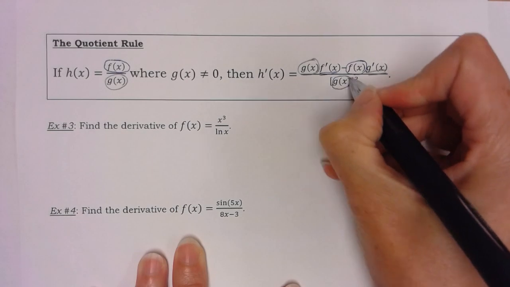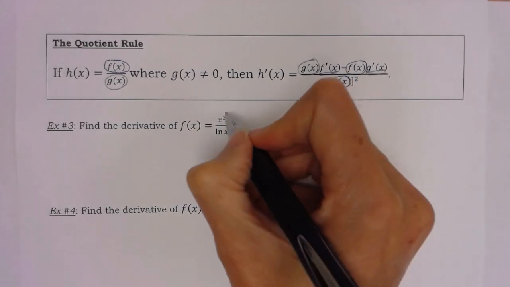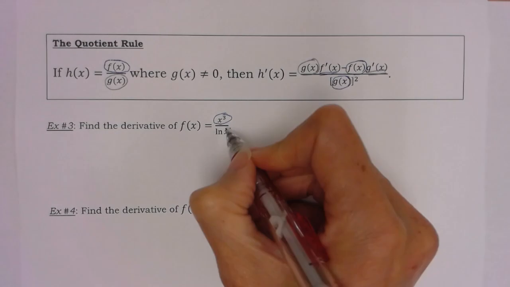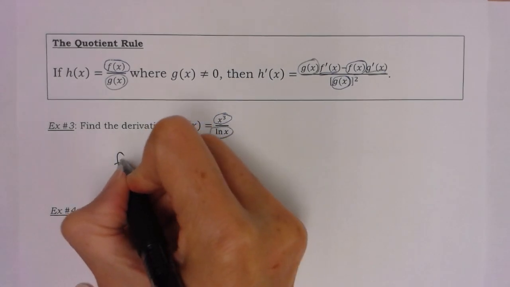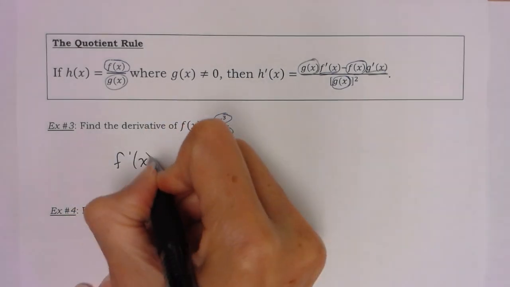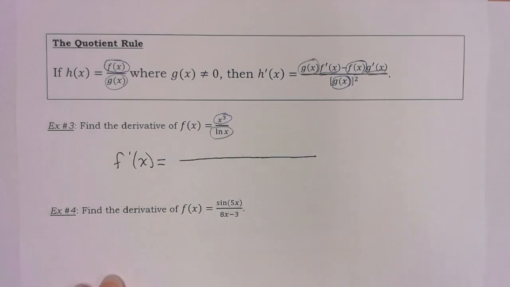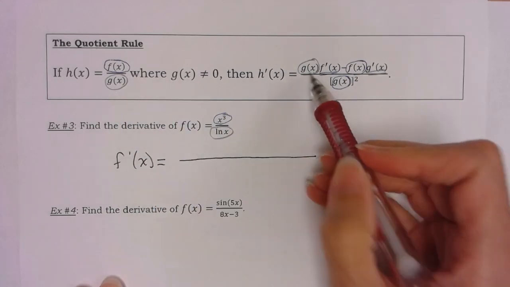So let's go ahead and look at example 3. So my top function is x cubed. My bottom function is natural log of x. And let's go ahead and find our derivative. So my f prime of x is going to be a fraction. And I start with the bottom function is the first thing. I leave it alone, so that's natural log of x.